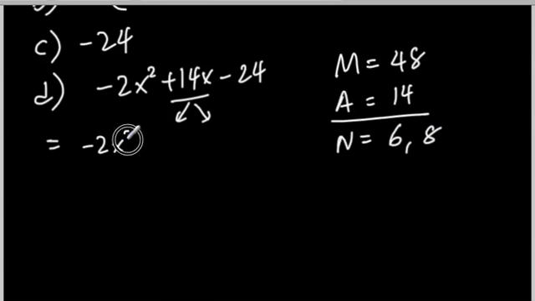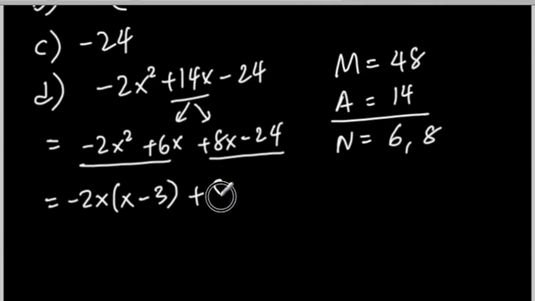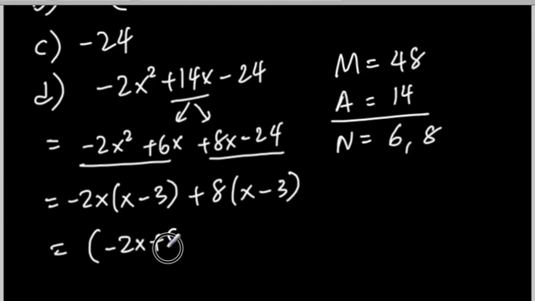So it's negative 2x squared plus 6x plus 8x minus 24. You group the first two and group the last two. So it's negative 2x, and then it's going to be x minus 3, because negative 2x times negative 3 is positive 6x. And then you can factor out the 8, and this also becomes x minus 3. So you get negative 2x plus 8 and x minus 3.